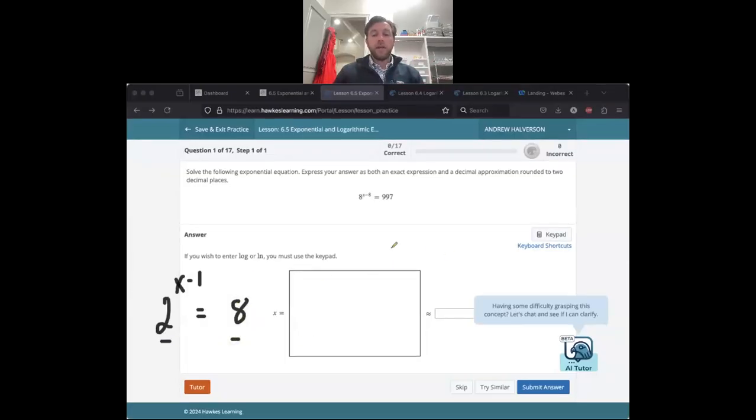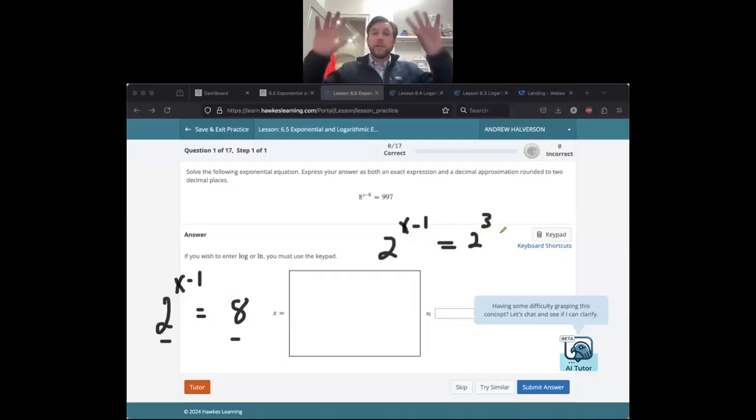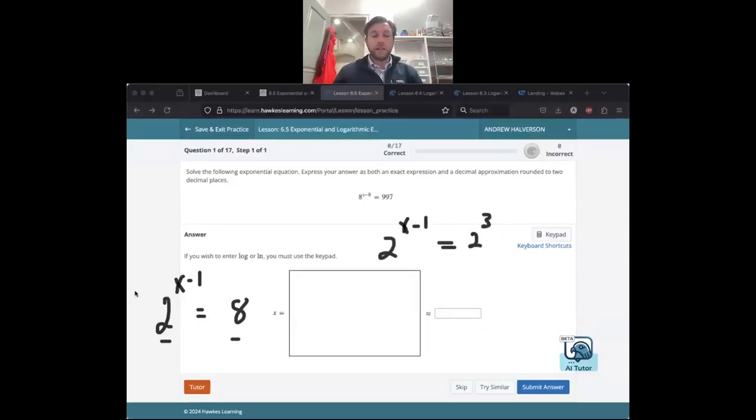And so what we did is we turned that into 2 to the x minus 1, and we converted 8 to 2 to the third. Bases are the same, so the exponents are the same. That was the way that we did it a couple lessons ago. That's very limiting, though, because you can only work with things that are powers of whatever base. But most problems don't work that way.